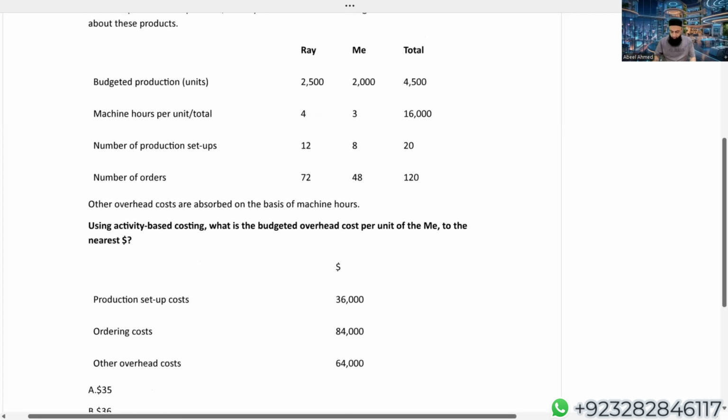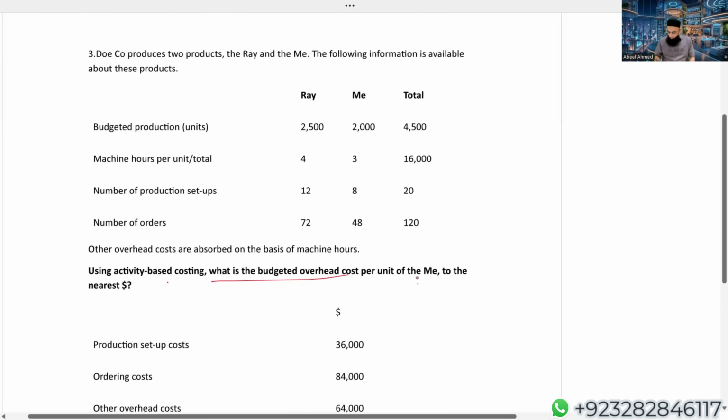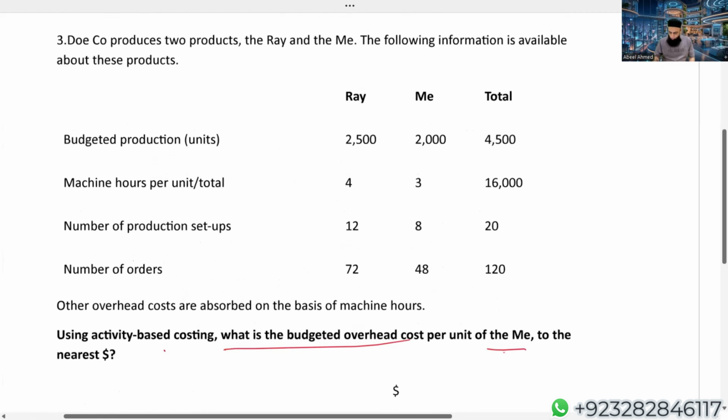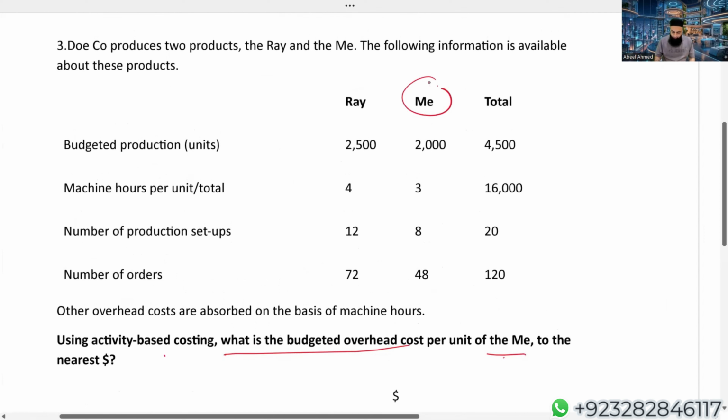Okay, what are they asking us using ABC? What is the budgeted overhead cost per unit of me to the nearest dollar? So we have to calculate the cost per unit of me.